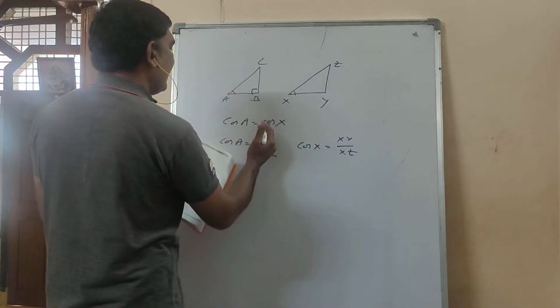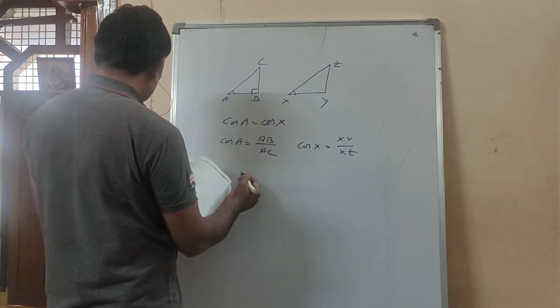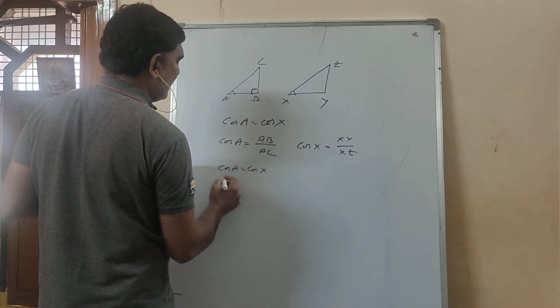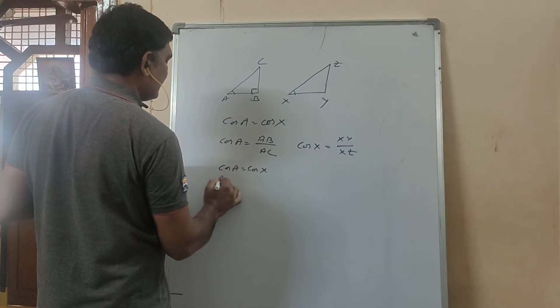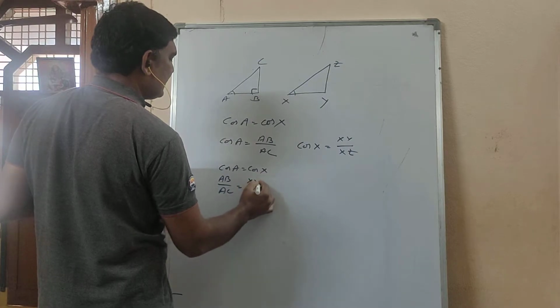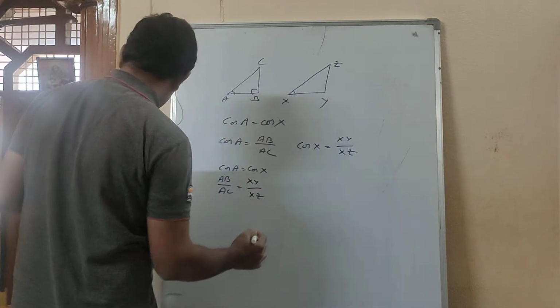So here what they given is AB by AC is equal to what they given here? Since cos A is equal to cos X, cos A value is AB by AC, cos X value is XY by XZ.